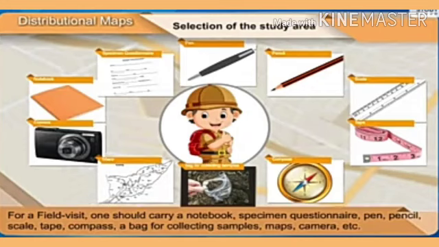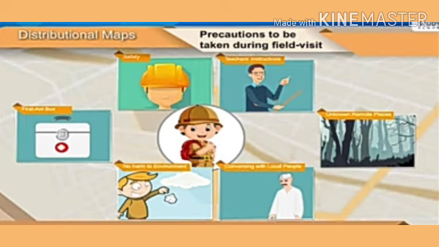For a field visit, you should carry a notebook, specimen questionnaire to ask questions to the local people, pen, pencil, scale, measuring tape, compass in order to get the direction, a bag for collecting the samples, maps, and in order to collect the photographs, you should carry the camera also.